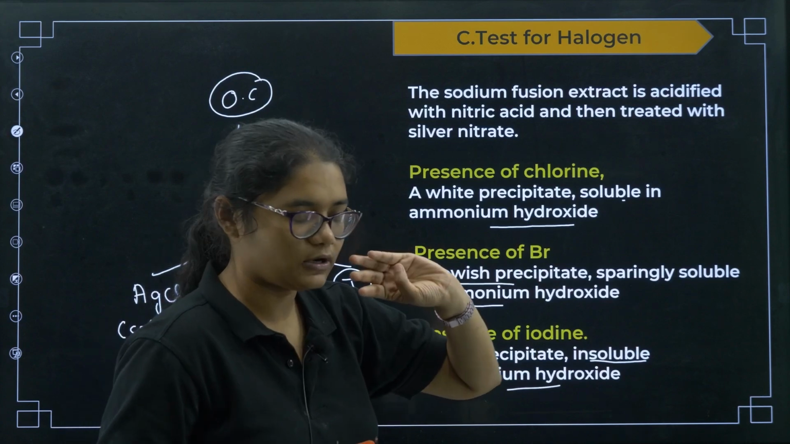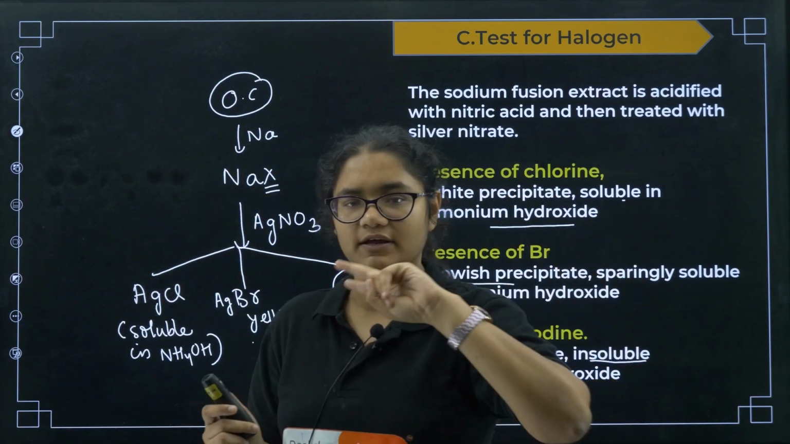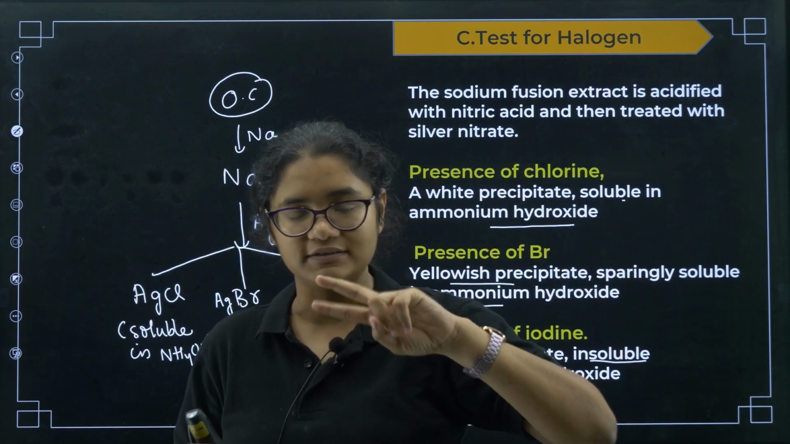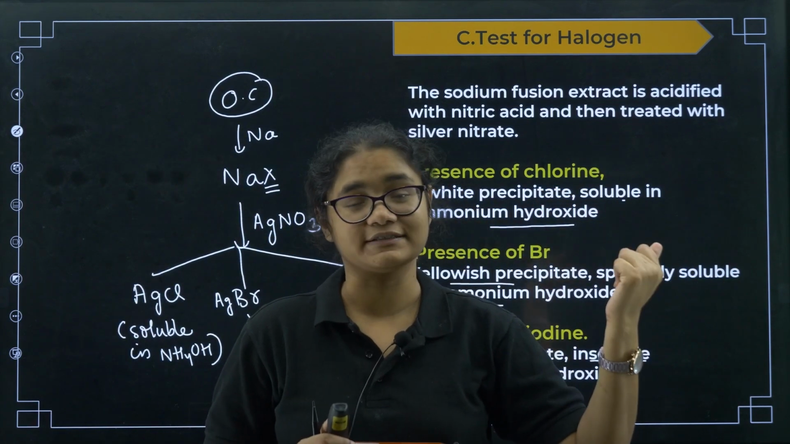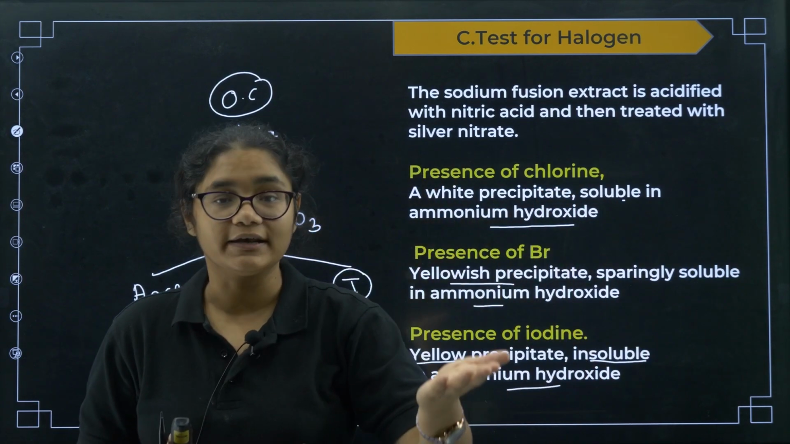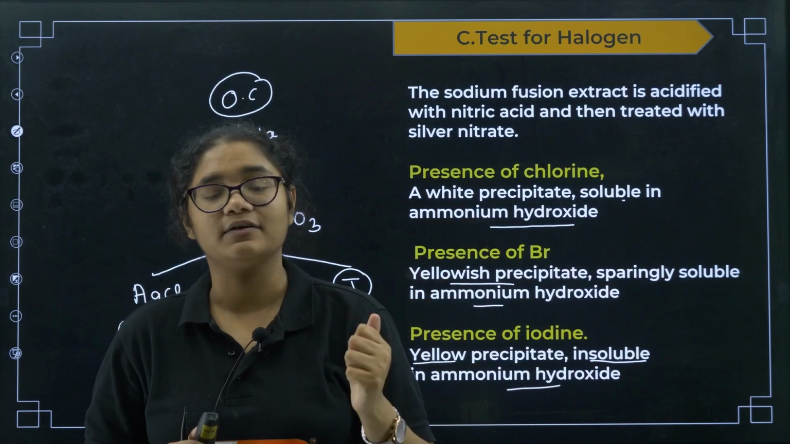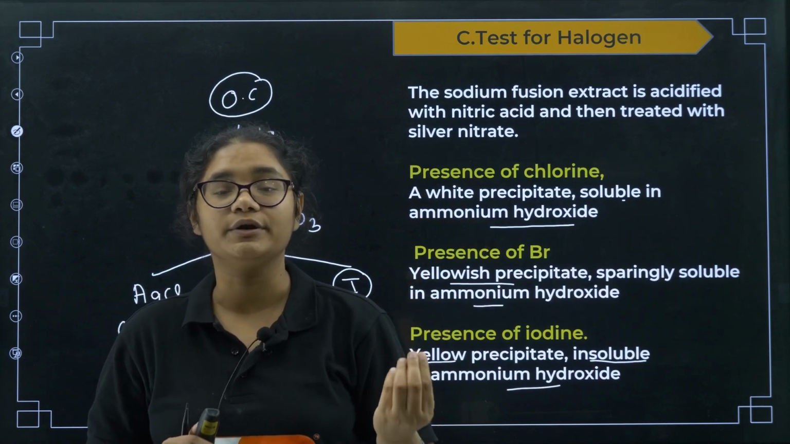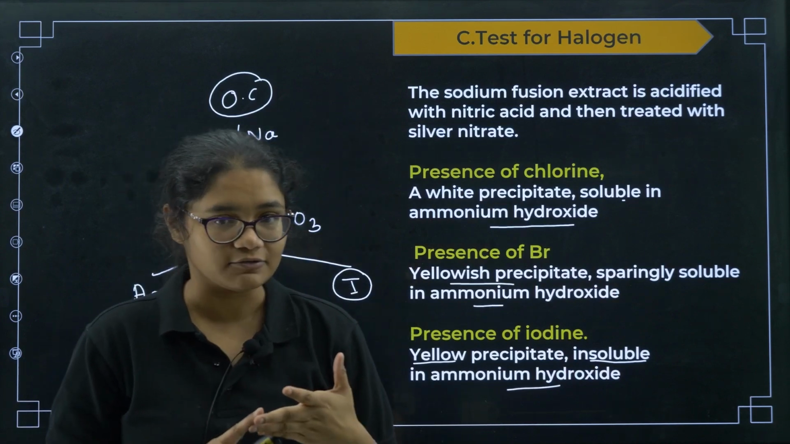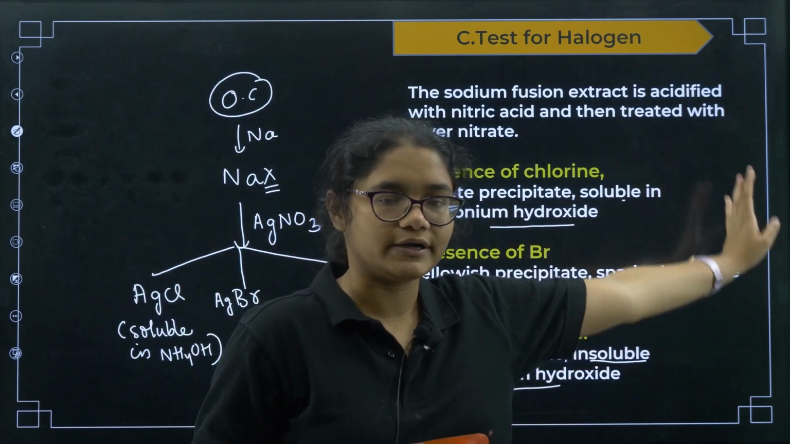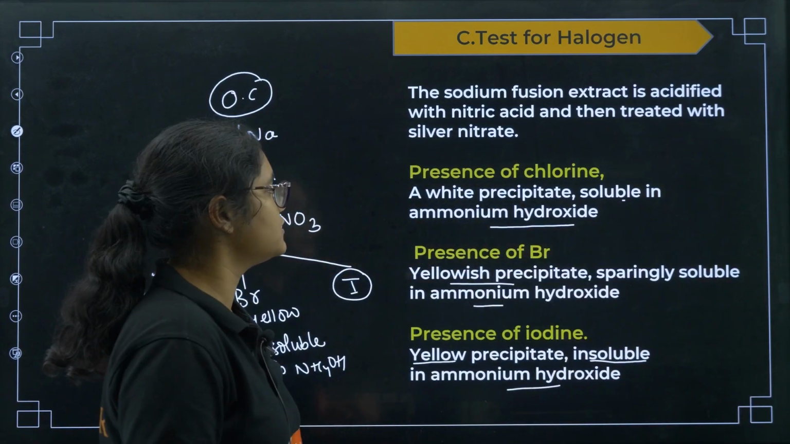So now we have done what? Nitrogen also we understood. For sulfur we have 2 tests. One is using lead acetate and acetic acid, and another one was using sodium nitroprusside solution, right? So these are the two methods to detect sulfur. Then we understood how to detect halogens. Next we will come towards phosphorus.